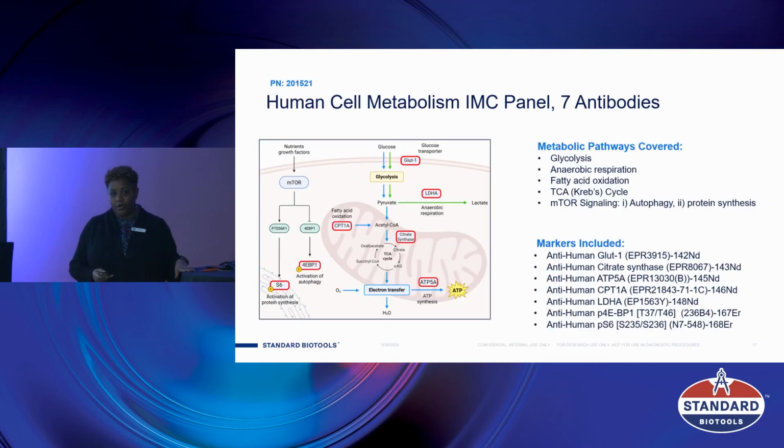And here is this panel, our cell metabolism panel. It consists of 7 antibodies, and this will be released the beginning of June. This enables the user to assess metabolic activity that plays a role in areas such as energy production, metabolic adaptation, and disease progression. The pathways covered are glycolysis, anaerobic respiration, fatty acid, the Krebs cycle, and mTOR cycling. Here are the markers included. One thing I'd also like to note is that they're available as singles as well, so you can even further customize your panel.